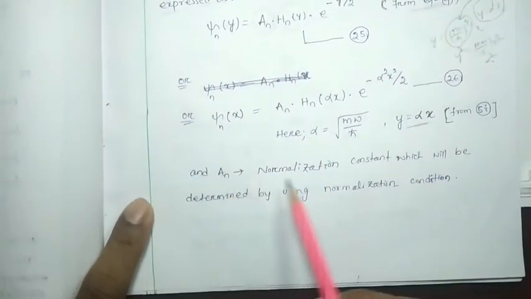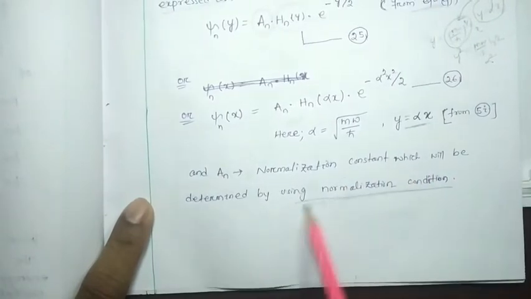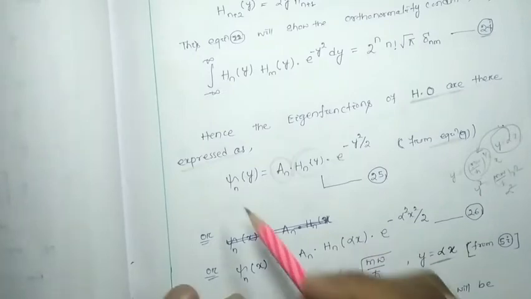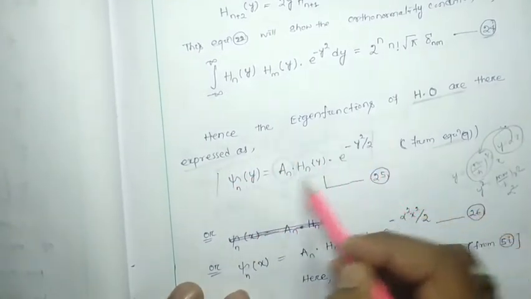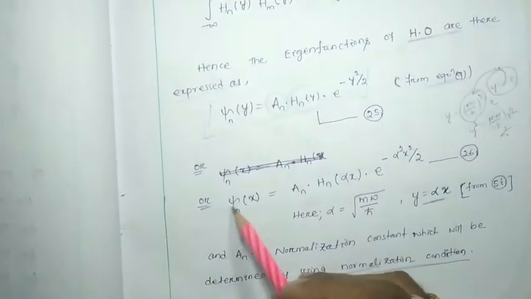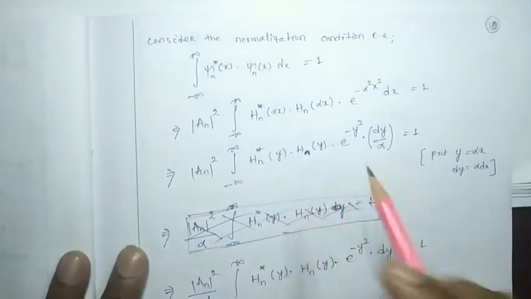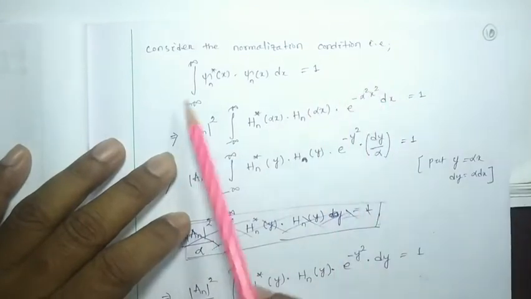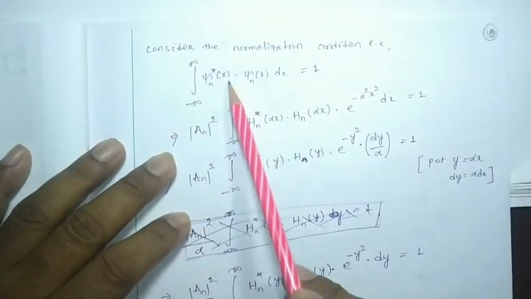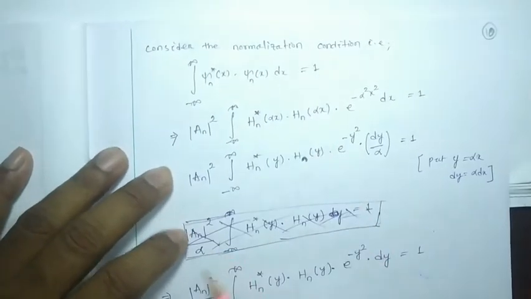Here An is the normalization constant, which can be determined by using the normalization condition. So this is our wave function we found in the y form, and this is in the x form. Now considering the normalization condition, integral of psi n star x into psi n x dx will be equal to 1. This is called the normalization condition.